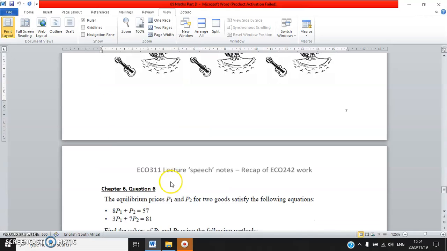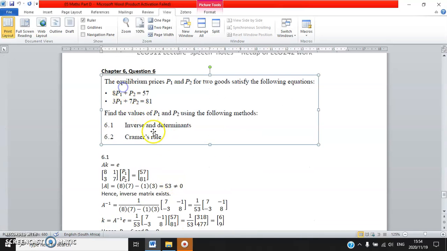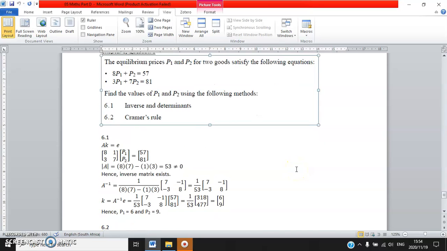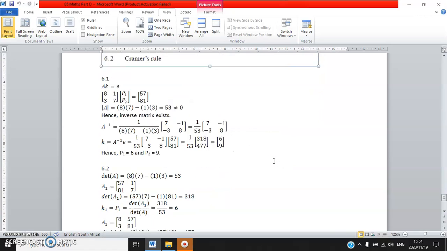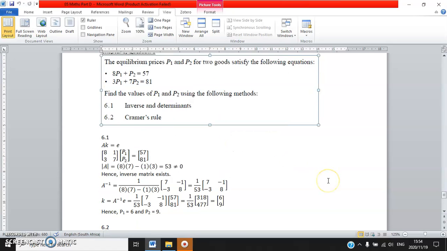Okay, and then now for the next one, question 6, we have two unknowns, P1 and P2. This time I don't want to say a word. I want to keep quiet. So I want you to see if you can understand the answers of 6.1. So let me stop for 1 minute.